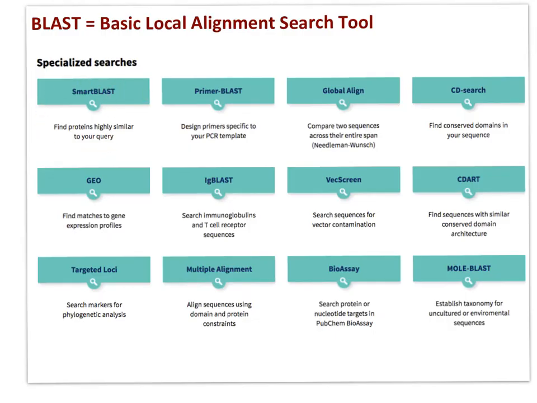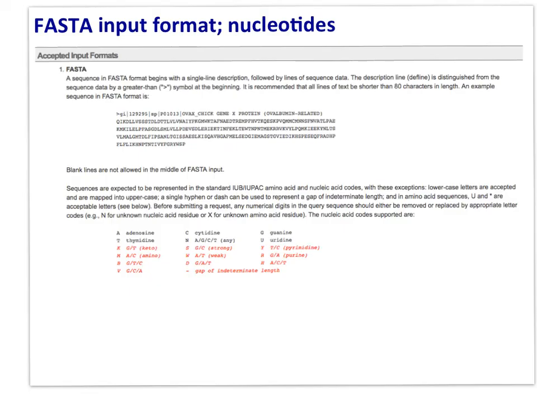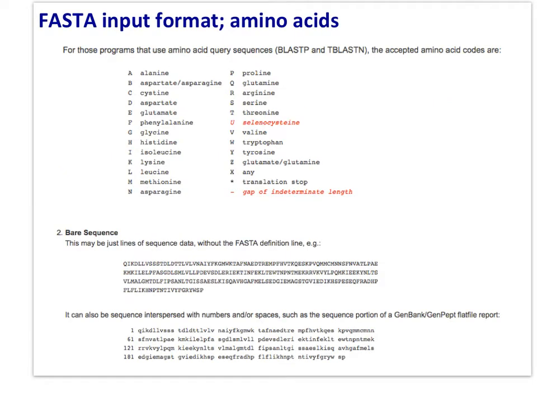Finding similar proteins, designing primers, comparing sequences, finding matches to express genes, search for markers, and taxonomy searches. All of this is available at the NCBI site. If you have a sequence that you would like to query, there are input formats known as FASTA format. For nucleotides, bases, the format is easy, A, T, C, and G. But with 20 amino acids, the FASTA format is more complicated when you're doing BLASTp searches.